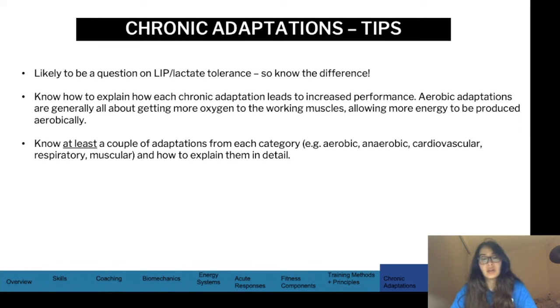But also remember, you don't need to know everything about each of those topics. You only need to pick three or four and be able to define them quite well. Okay?